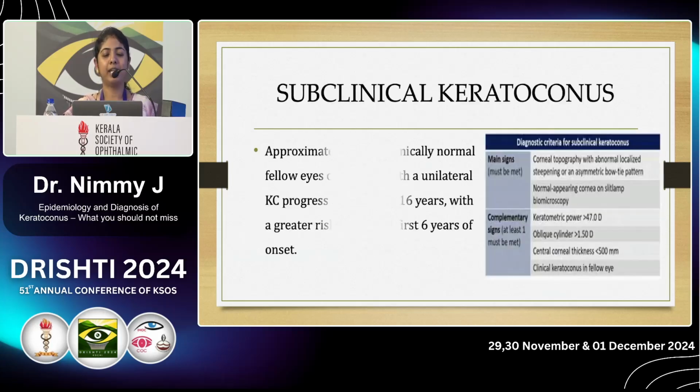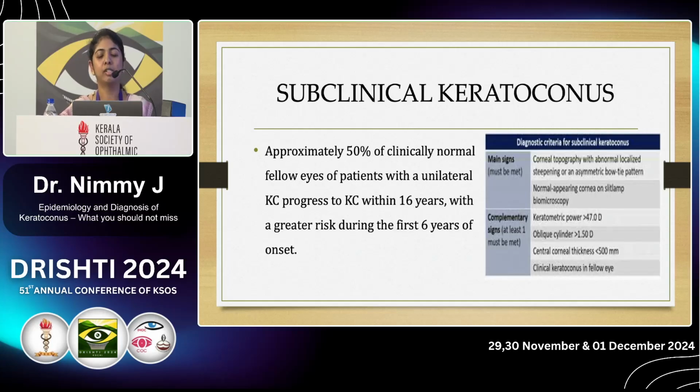This is subclinical keratoconus. In 50% of the clinically normal fellow eyes of patients with unilateral keratoconus have got subclinical keratoconus. They progress into keratoconus. So this is identified by using the newer imaging technologies like corneal topography and corneal tomography, and it will be dealt with by Dr. Ashwati in the next session.